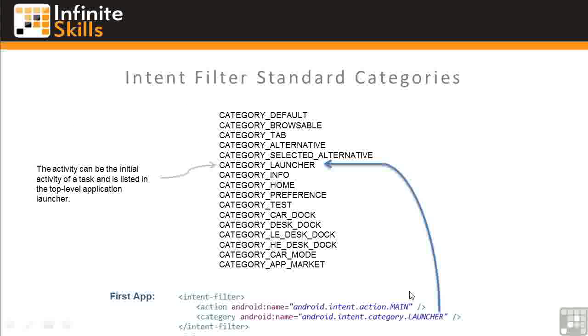A category is a string containing additional information about the kind of component that should handle the intent. Any number of category descriptions can be placed in an intent object. A very common category is the launcher, which we used in our first app, specifying that the activity will be the initial activity of a task.